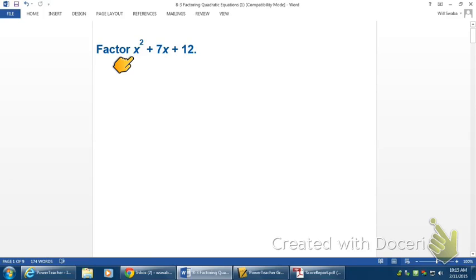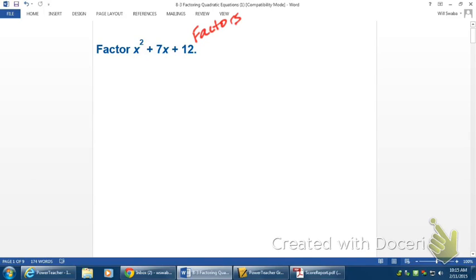Because whenever we do put a number in front of it, we have to solve it differently or factor it differently. Okay? So notice we don't have a number in front of that x squared. Now, to factor this out, this is the one thing you need to remember. First off, you need factors of whatever that last number is. They call it C. Okay?